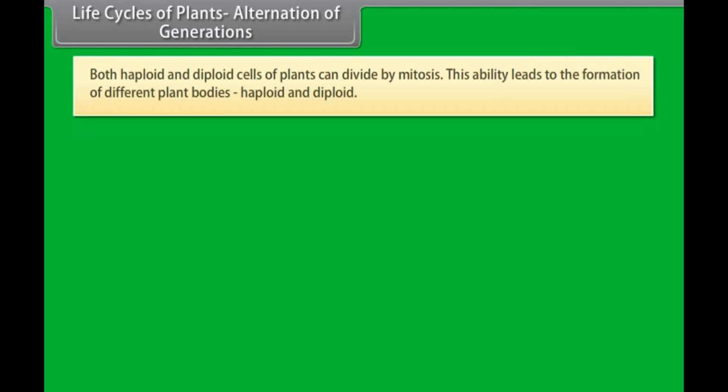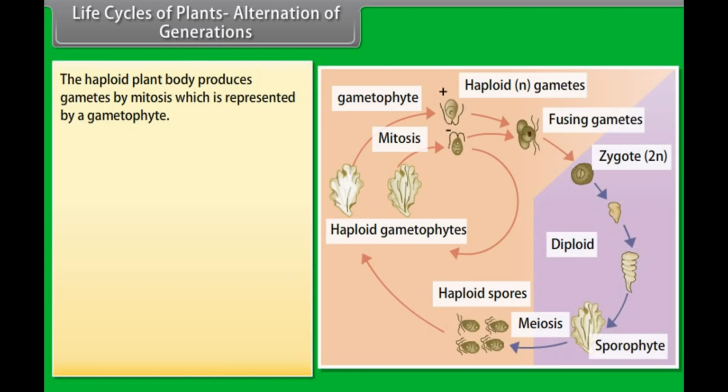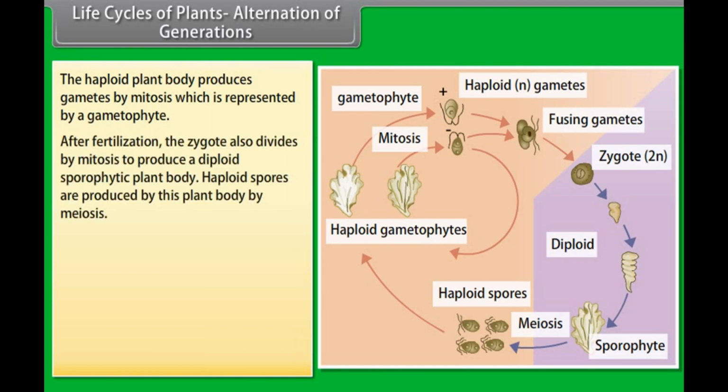Life cycles of plants: Alternation of generations. Both haploid and diploid cells of plants can divide by mitosis. This ability leads to the formation of different plant bodies, haploid and diploid. The haploid plant body produces gametes by mitosis, which is represented by gametophyte. After fertilization, the zygote also divides by mitosis to produce a diploid sporophytic plant body.